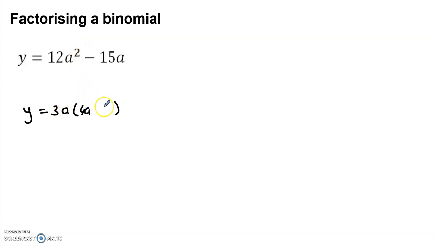3a times something must be minus 15a. So over here we need to write down minus 5, because 3a times minus 5 is minus 15a. So those two formulas are really the same, but this one is in terms and this one is factorized. And you need to be able to do this when you want to solve quadratic equations.